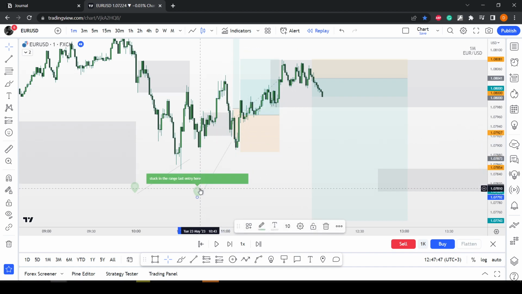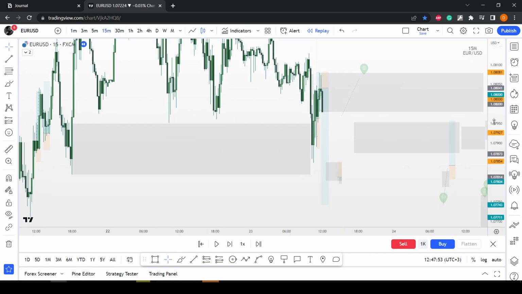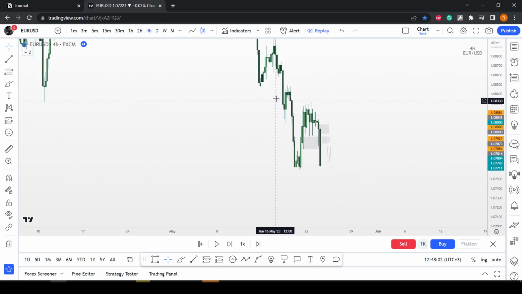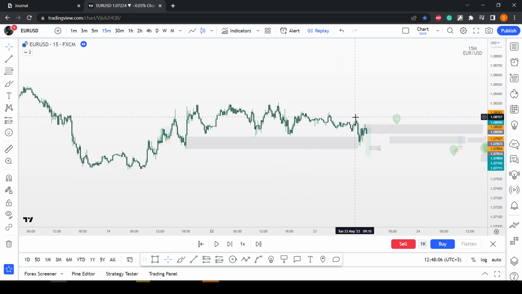So these are my notes from the week. And then now again back to the interactive part. Given all we discussed right now on daily and 4 hours, that we are reacting to the zone and so on, now look what happens on 15 minutes.